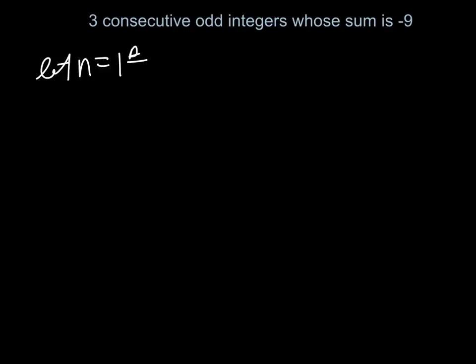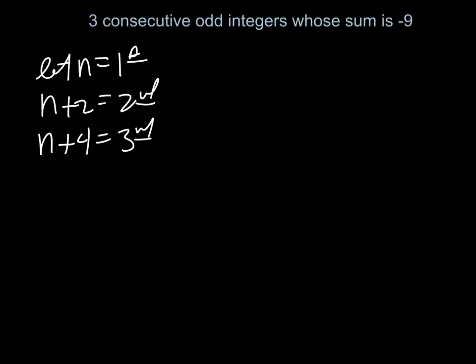I know with odd, you want to go, oh, n plus 3. No, you're still going, let's say, 1 to 3 to 5. You still only add 2 every time. So n plus 2 is the second. N plus 4 is the third number. Okay? And their sum is going to be negative 9. This one's kind of fun.